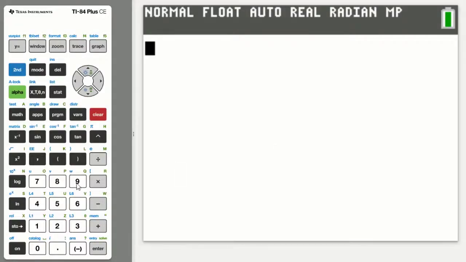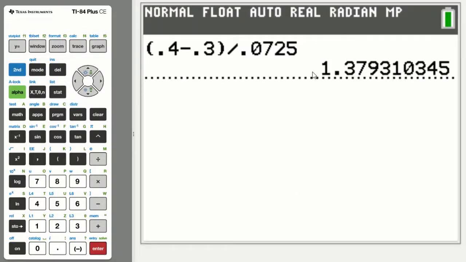So on the calculator, to find our z-score, 0.4 minus 0.3, and I'm dividing that by 0.0725. And now our z-score here, for anyone who has learned with me up to this point, throughout all of my lectures I use 2 decimal places for z-scores. However, if you're working on your own problem, make sure you watch for rounding requirements.